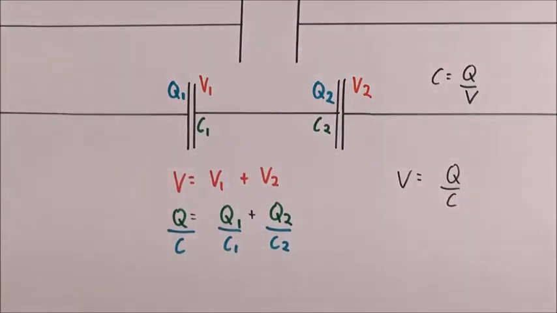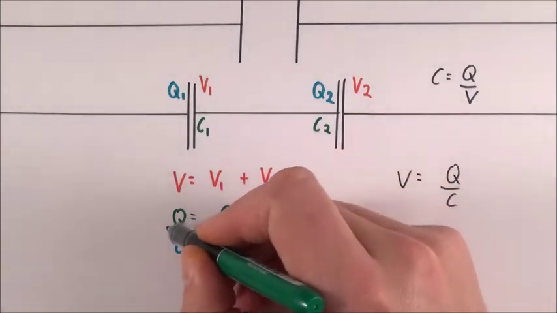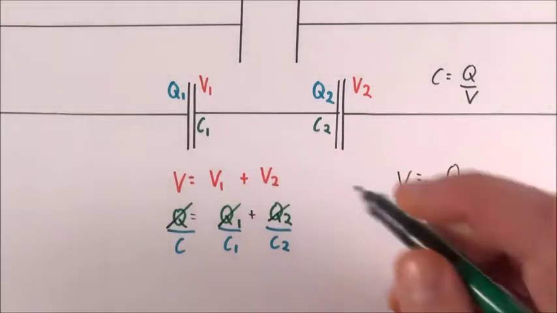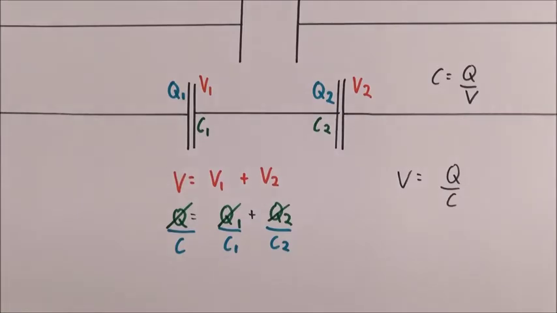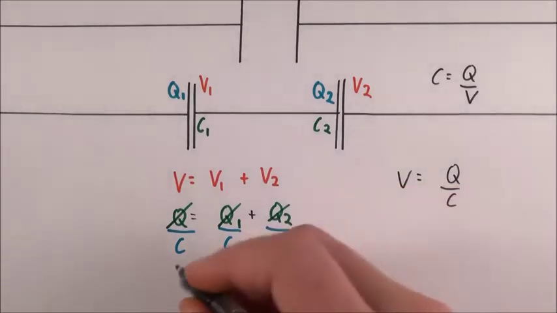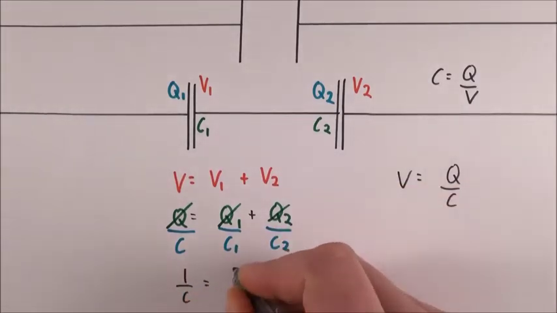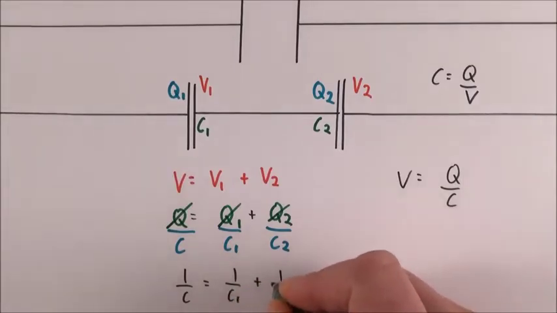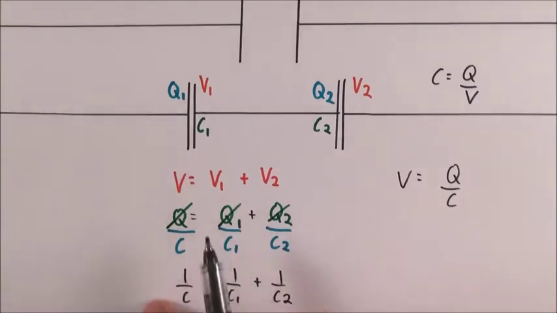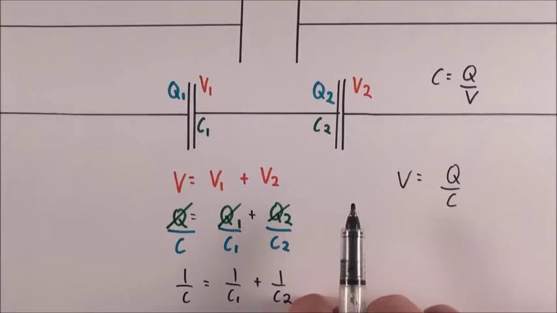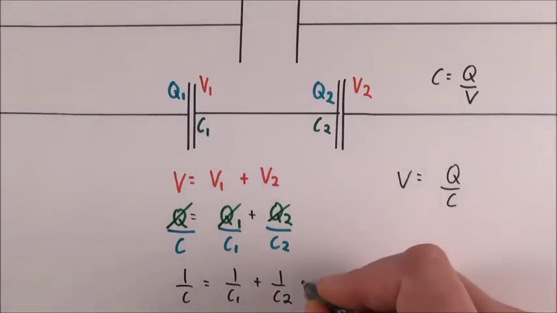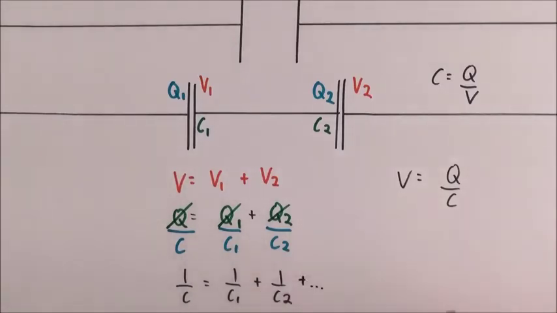And therefore actually what we can say is that for all of these things, the charge on each of these capacitors is identical. And what we can then write this as is 1 over C is equal to 1 over C1 plus 1 over C2. And this is the equation for the combined capacitance of many capacitors. And again, depending how many capacitors we might have, we could continue that equation.